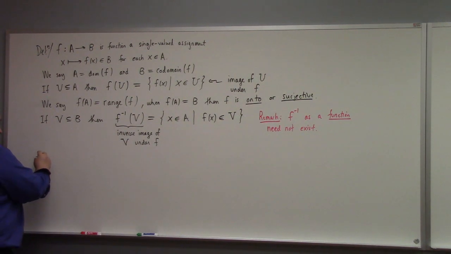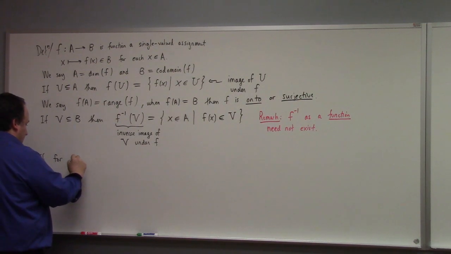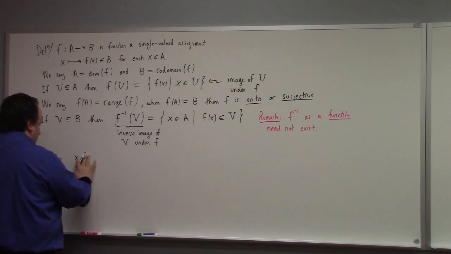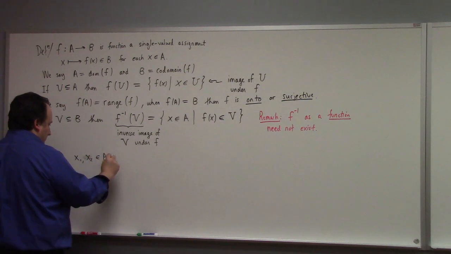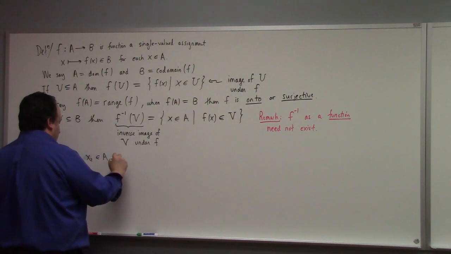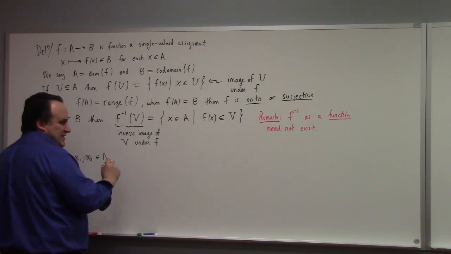Which is, if, let's say, for x1, x2, an element of A, I'm saying this wrong. I'm sorry. It's not coming out right. Give me a second here.